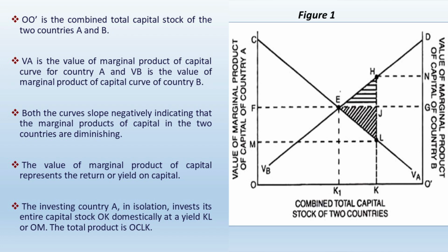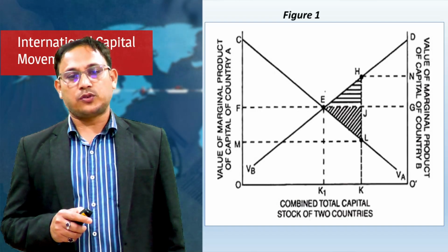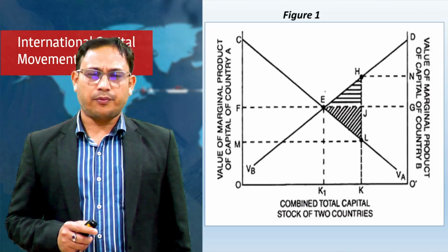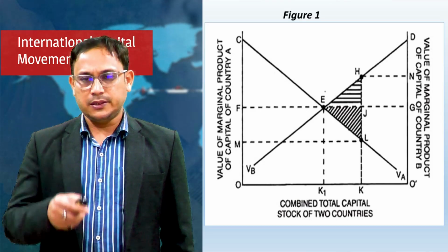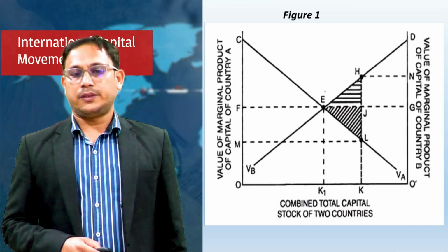So the investing country A, in isolation, invests its entire capital stock, this is OK as shown in figure 1, domestically at a yield of KL or OM. The total product for country A is OCLK. Out of it, OKLM, as shown in figure 1, goes to the owner of capital, and the rest, MLC, goes to the owner of the other factors like land and labor.